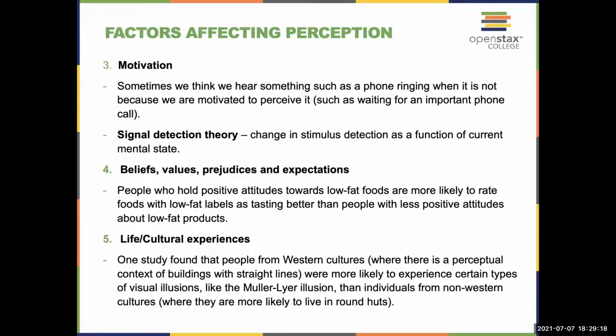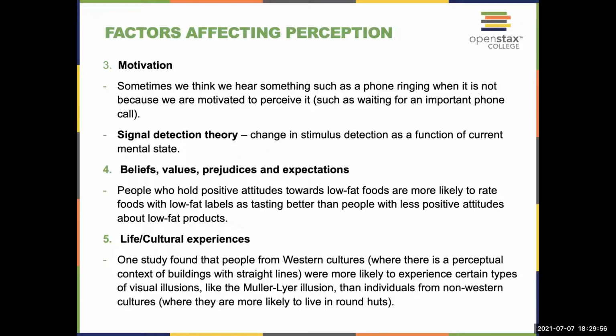So we may hear things or we may not hear, see, or perceive things based on what we're thinking at the time or where our mind is at, right? Then there's also beliefs, values, prejudices, and expectations. For example, people who hold positive attitudes toward low-fat foods are more likely to rate foods with low-fat labels as tasting better than people with less positive attitudes, right? And they've actually done studies on this too.